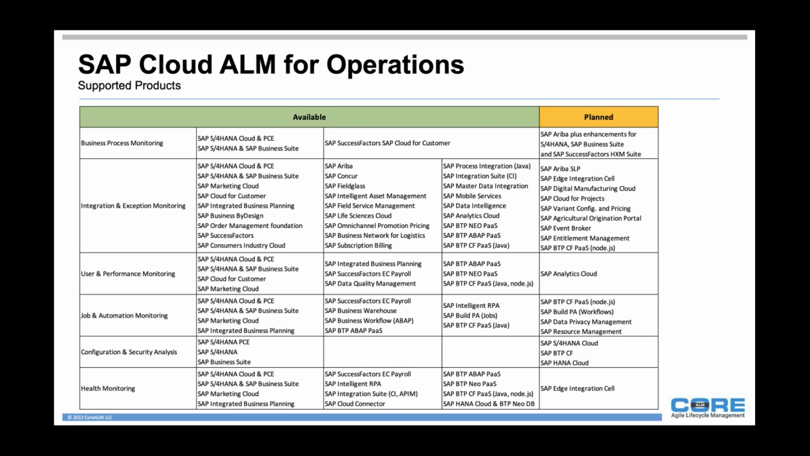Then you have job and automation monitoring, again, S4 Cloud, on-prem and business suite. IBP, you have business workflow management, that's an automated workflow management system. Then EC payroll, business warehouse, your BW systems where you can monitor your process chains. And then BTP ABAP on PaaS, RPA if you have, then Build PA, and again BTP Cloud Foundry PaaS Java solutions. Cloud Foundry BTP Node.js is being planned, and Build PA workflows.